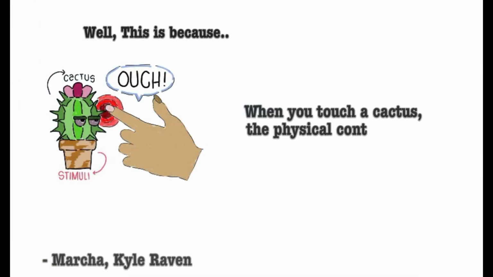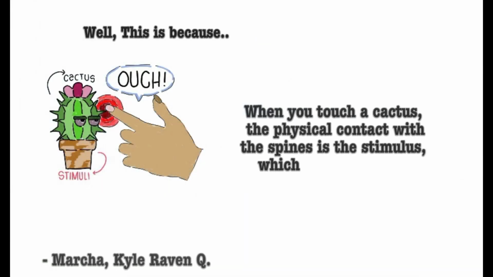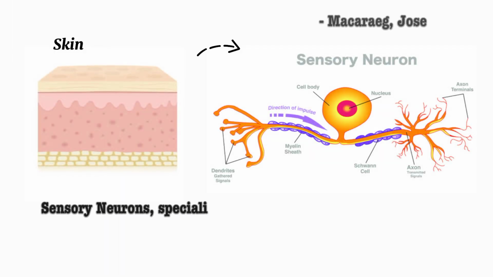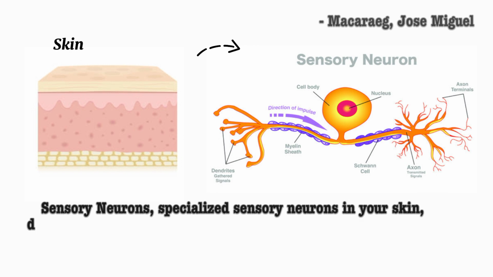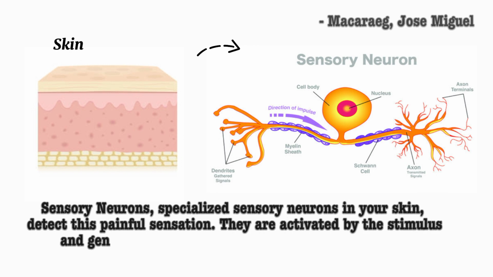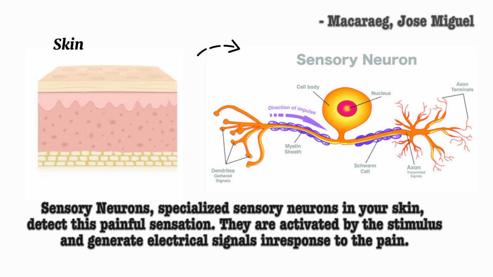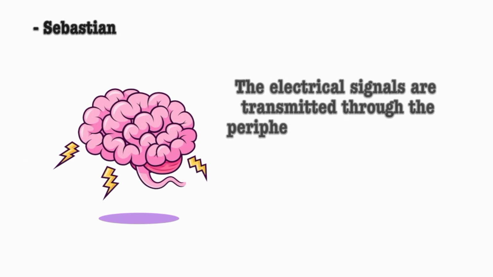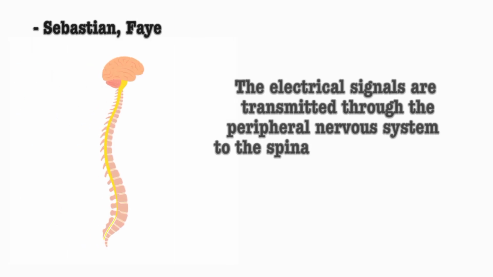When you touch the cactus, there is physical contact with the spines, the stimulus, which can be painful. Specialized sensory neurons in your skin detect this painful sensation. They are activated by the stimulus and generate electrical signals in response to the pain. The electrical signals are transmitted through the peripheral nervous system to the spinal cord and then to the brain.